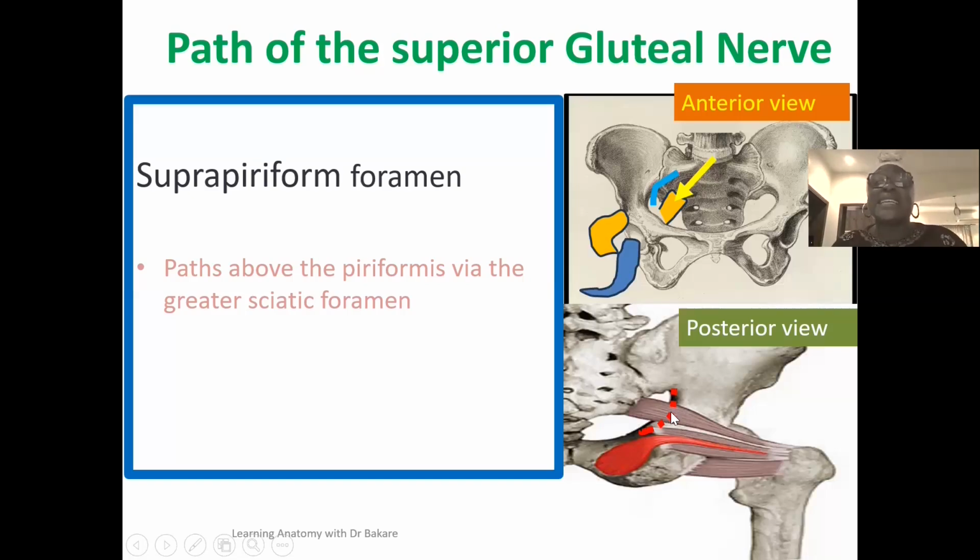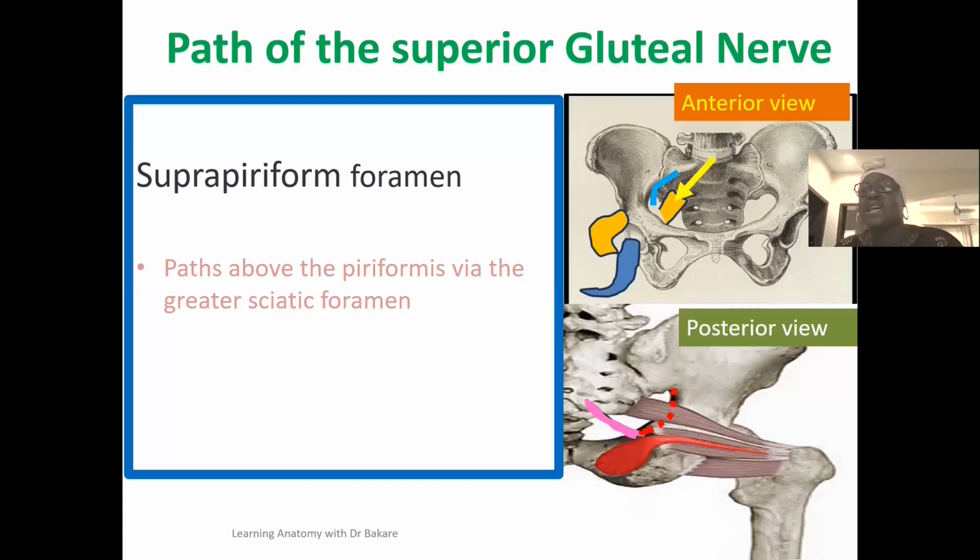This greater sciatic notch is what is transformed into the greater sciatic foramen. But this transformation is done by the sacrospinous ligament. So this is where we have the sacrospinous ligament here at this point. This sacrospinous ligament, also what we need to do is to break down the name.